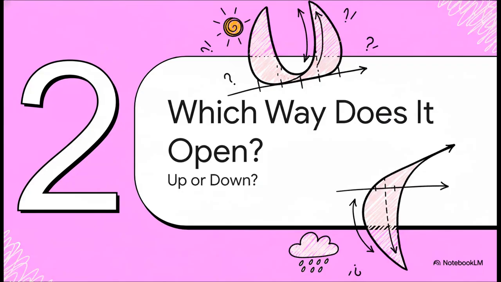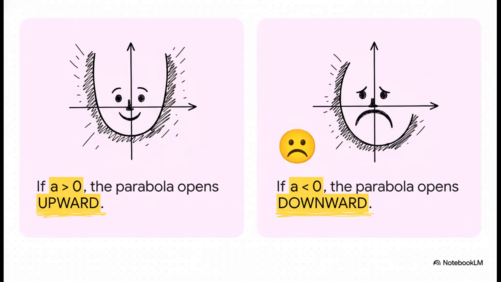Okay, so we know the shape is always a U, but that U doesn't always point in the same direction. It can open up towards the sky, or it can open down towards the ground. So the big question is, how do we know which way it's going to go? What's amazing is just how simple this rule is. It all comes down to one single letter, a, that very first coefficient in front of the x squared. If a is a positive number, our parabola opens upward, kind of like a smile. But if a is negative, it flips completely and opens downward, like a frown. It's really just a simple switch that instantly tells you the graph's basic orientation.